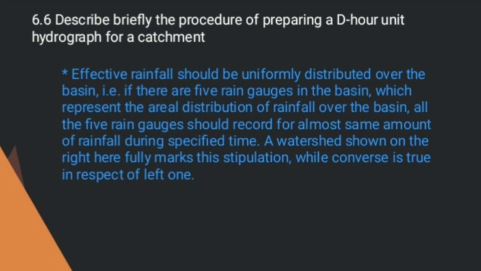If there are 5 rain gauges in the basin, which represent the real distribution of rainfall over the basin, all the 5 rain gauges should record almost the same amount of rainfall during the specified time. A watershed shown on the right here fully meets this stipulation, while the converse is true in respect of the left one.